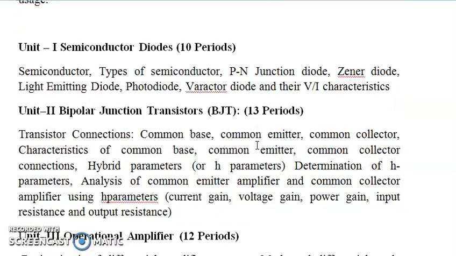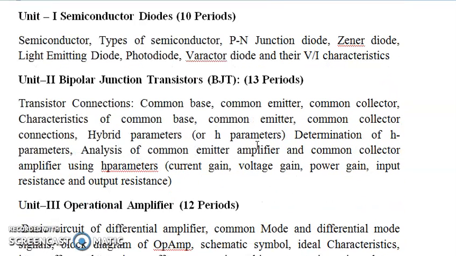The first chapter includes the following. First unit is semiconductor diodes. It includes semiconductor, types of semiconductor, PN junction diode, Zener diode, LED, photodiode, varactor diode and their voltage current characteristics.